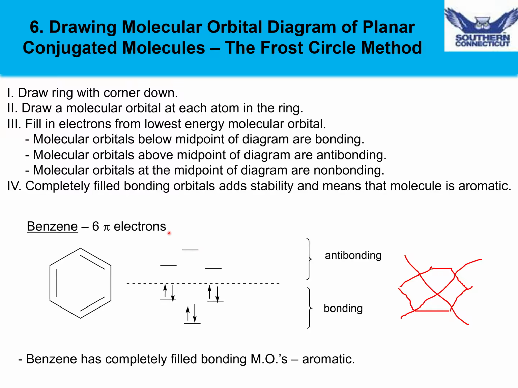Once we have the molecular orbital diagram, we're going to label the orbitals based on their location according to the midpoint of the molecule. So if we draw the midpoint of the molecule, it cuts across this way. And anything below that midpoint is considered a bonding molecular orbital. So that would be these 3 molecular orbitals. The 3 above that midpoint are considered anti-bonding molecular orbitals. And if we happen to have any molecular orbitals in the middle or right at the midpoint, then those are considered non-bonding molecular orbitals.